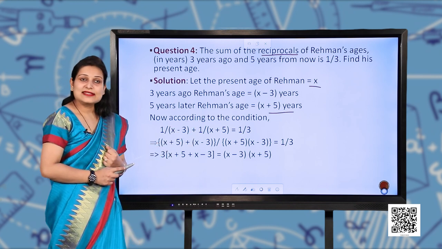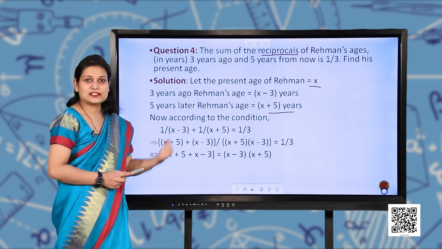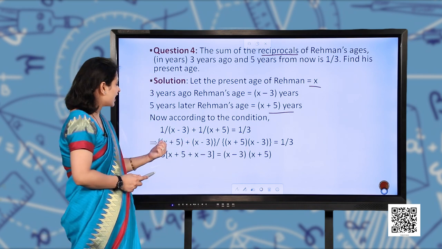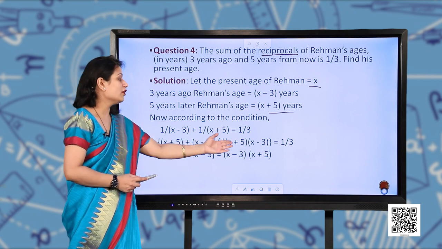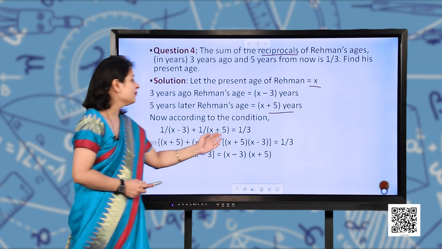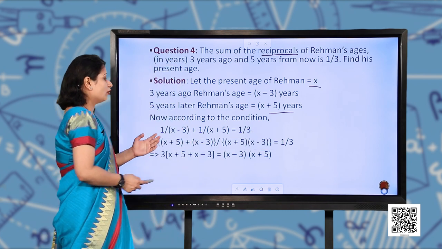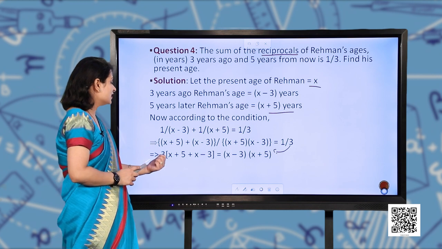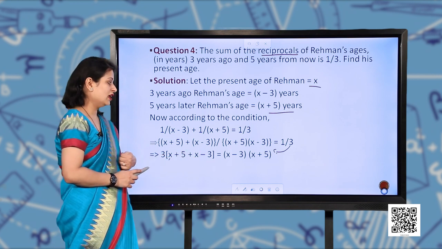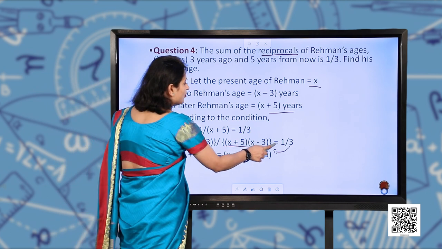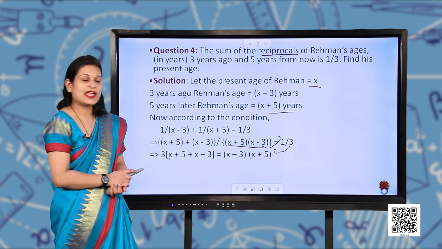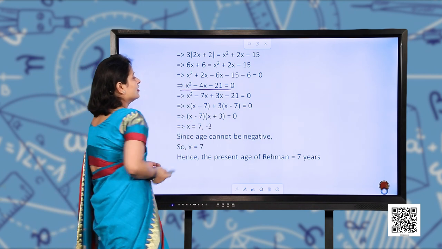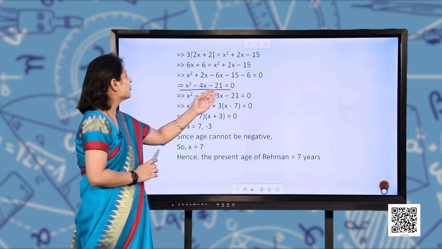Now, you have to take the LCM of x minus 3 and x plus 5. You will get the LCM as x plus 5 and x minus 3 only. When you solve the numerator, you will get x plus 5 plus x minus 3, and in the denominator, you have x plus 5 into x minus 3, which is equal to 1 by 3. Now, you can write this as 3 into x plus 5 plus x minus 3, and the denominator will go here in the numerator, so you will get x minus 3 into x plus 5. So, we will solve this equation, and after solving, we will get a quadratic equation like this: x square minus 4x minus 21 equals to 0.